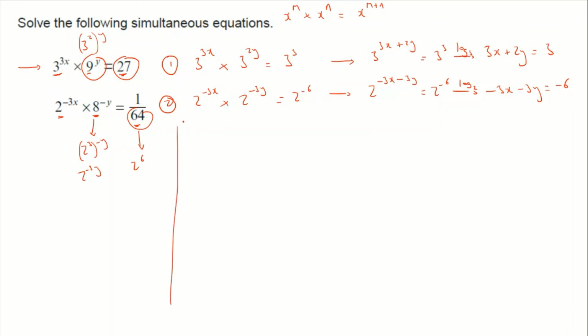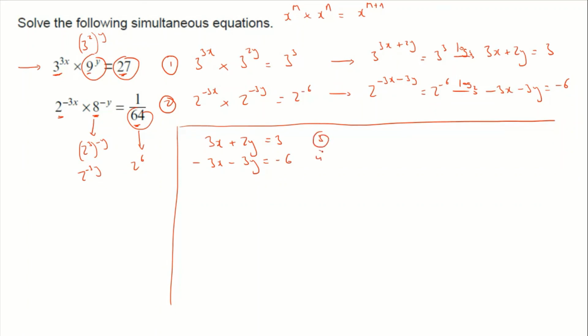Let me get a bit of a separator going so I can see what's going on. Because now the two equations I've just made look much more like what I call standard simultaneous equations. I'll call these equation 3 and equation 4.